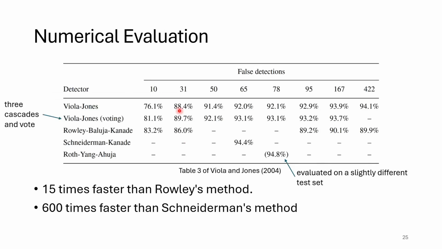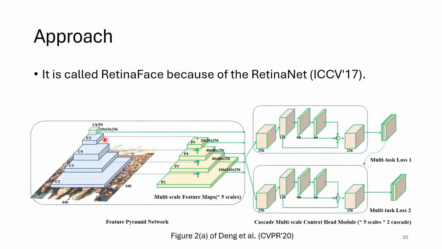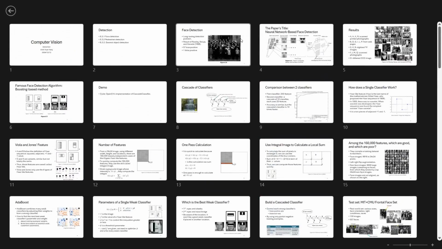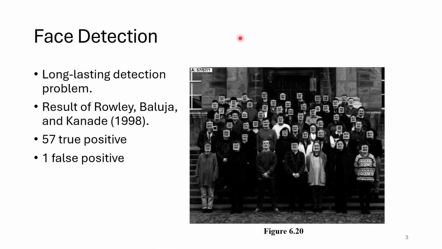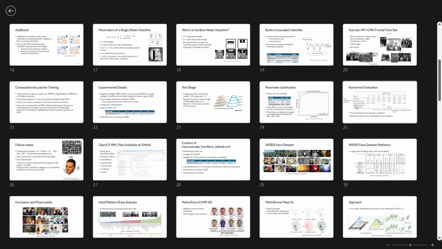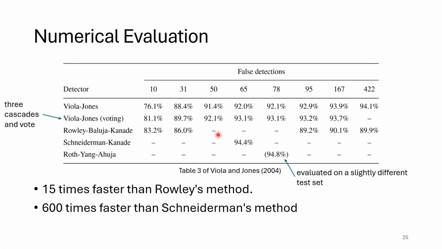Here is their performance compared with the existing methods. First, let's take a look at the third row, the Rowley-Baluja-Kanade method. That is the method shown in this paper. This is the Rowley-Baluja-Kanade algorithm, so let's compare their performance.